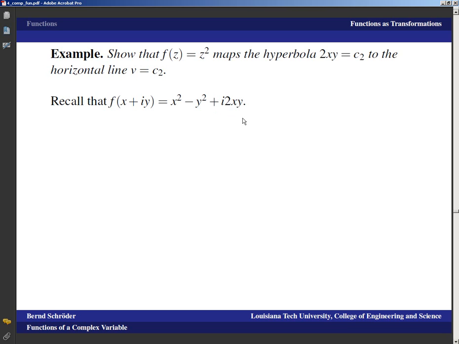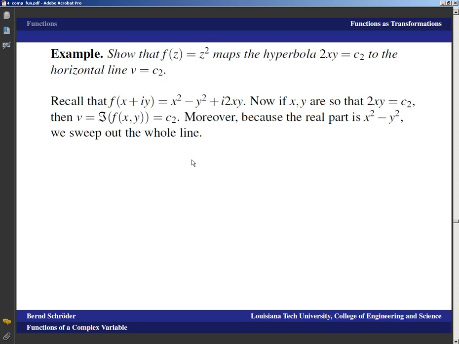2xy. Now, if you don't remember that, that's not a problem. Don't memorize it. Just go ahead and multiply that out and you'll get this back. I mean, there's no magic happening here. Now, if our input satisfied 2xy equals c2, then this is just a number here, right? So if x and y are such that 2xy equals c2, then the imaginary part of our output is c2. It's stationary. So that means our output lies on the horizontal line v equals c2.